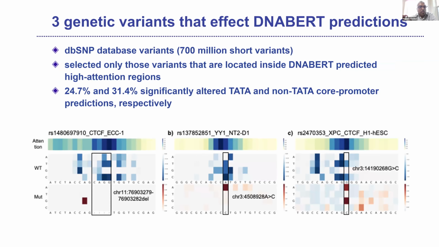So similarly for TATA and non-TATA, also 24 to 31% are altered, TATA to non-TATA promoters. And these are three examples here. One is the CTCF binding site, the first one. The second one is a YY1 binding site affected. And the third one is XPC, another CTCF binding site in the XPC promoter.